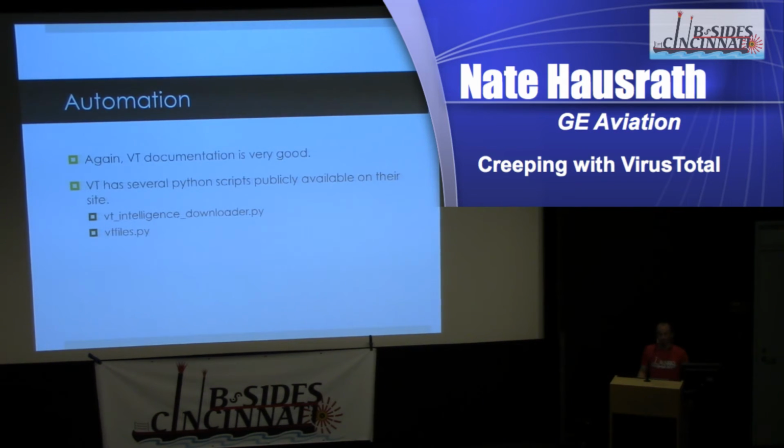Like the intelligence downloader, that's a script they provide. It works really well. They actually have a server-side limitation where you can only download 100 samples at one time. And then they write this script that says, well, we'll let you download 500, but you can only download it 100 at a time. So they provide a script to break that server-side limitation. Cool. And then vtfiles.py, I'm going to talk about in a minute because it's cool.